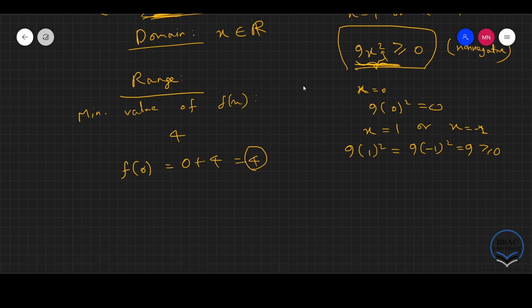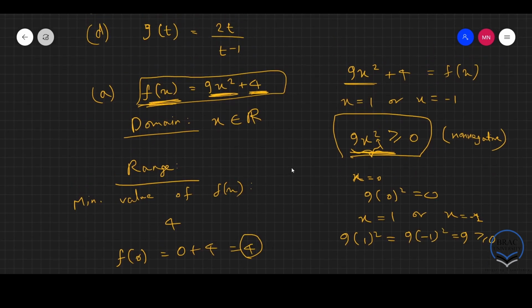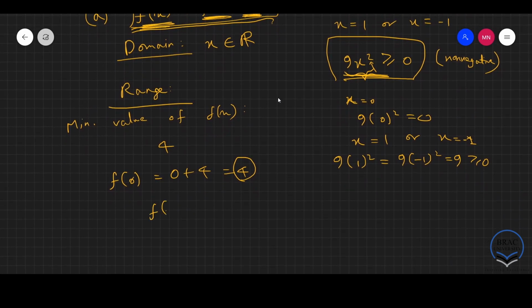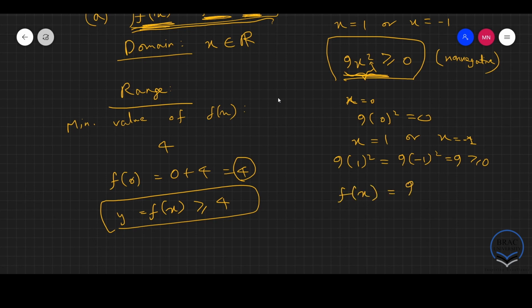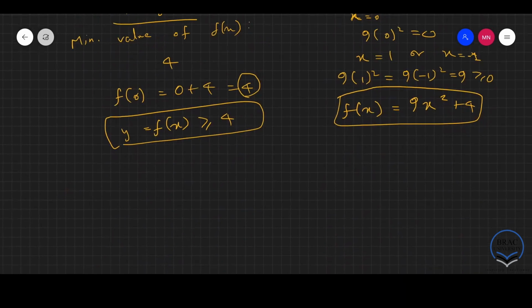So we can see intuitively from the function that was given to us that f of x or y is equal to f of x will always be greater than or equal to 4. And that will be our range, right? Now, if you want to show this explicitly, we had 9x squared plus 4 as our function, right? So we can set y to be equal to f of x, and so we have 9x squared plus 4 is equal to y.